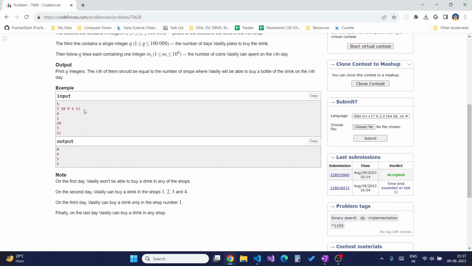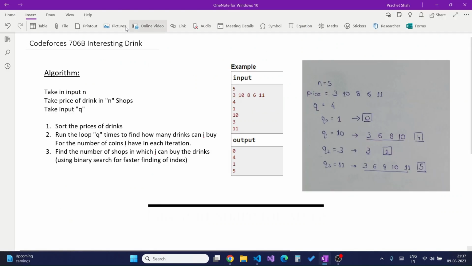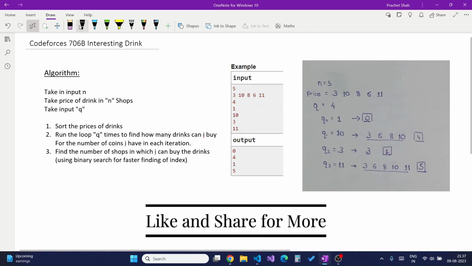So some example input and output is given for one of the test cases. So moving on to the approach and solution of this example problem. As you can see, initially we have n equal to 5, and the prices of bottles in 5 different shops are given here, and he needs to find it for q consecutive days.